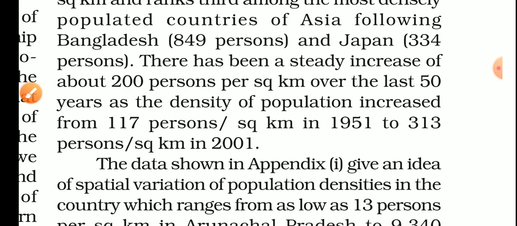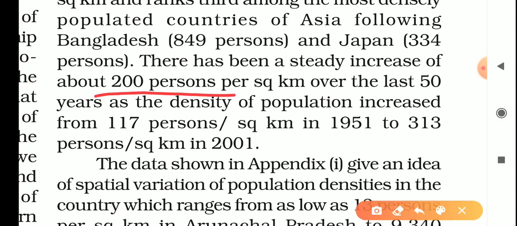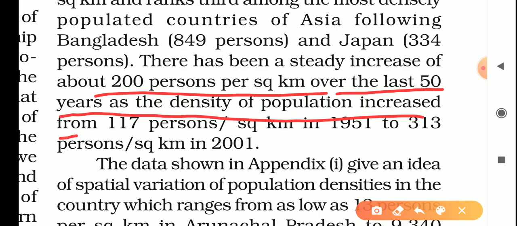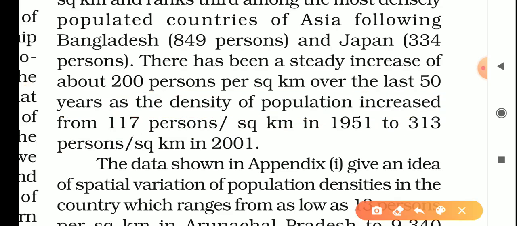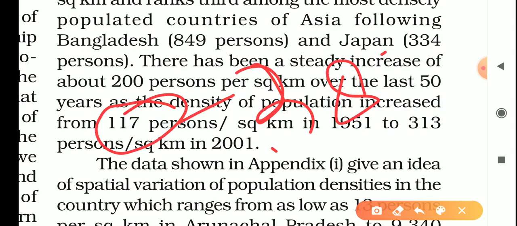There has been a steady increase of about 200 persons per square kilometer over the last 50 years. The density of population increased from 117 persons per square kilometer in 1951 to 313. So it means in the year 1951 it was 117 and now it is 382. Now see the difference, 117, 382. Okay, it has been more than triple.